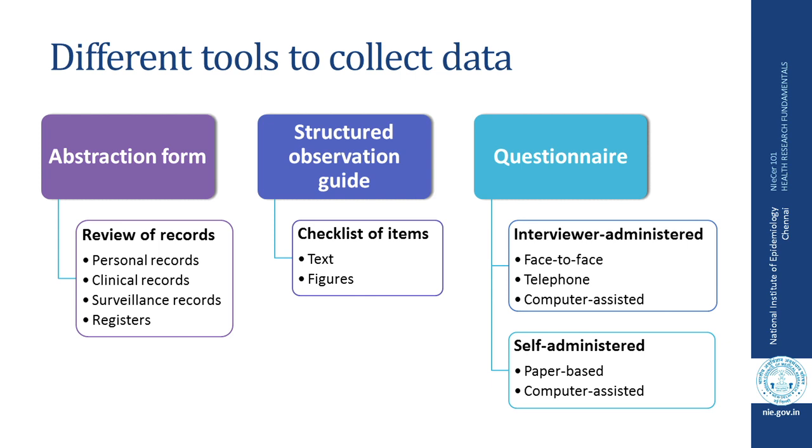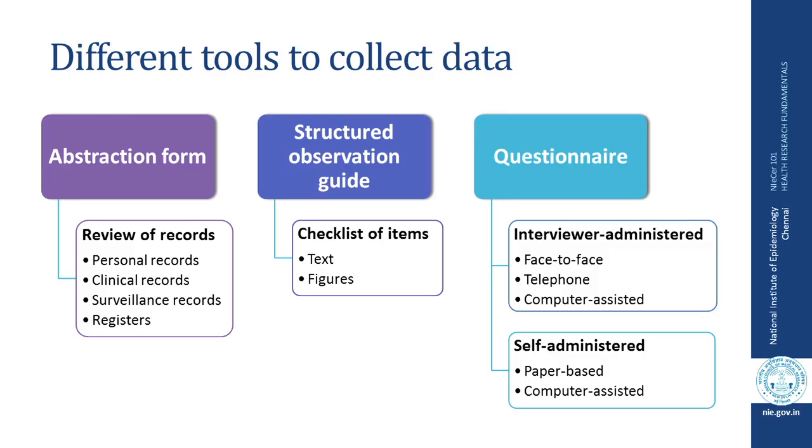Now, how do we collect data on all these different kinds of information that we want to collect? For this purpose, we can make use of a variety of tools depending on what kind of data we would like to collect. One, we have what are called abstraction forms, which is basically doing a review of records of the study participants, which could be their personal records, the forms. If we want to get information on their disease condition, signs and symptoms, treatment given, then we could look at the clinical records. We could look at data in general, the data that is collected through disease surveillance, and we could also look at registers wherein some information may be there, and all of this information can be culled out into what we want in the form of a data abstraction form.